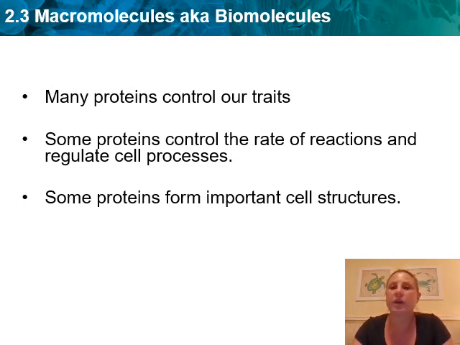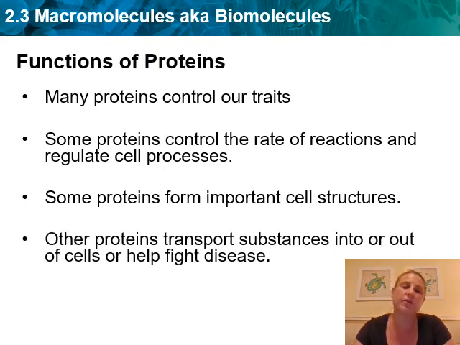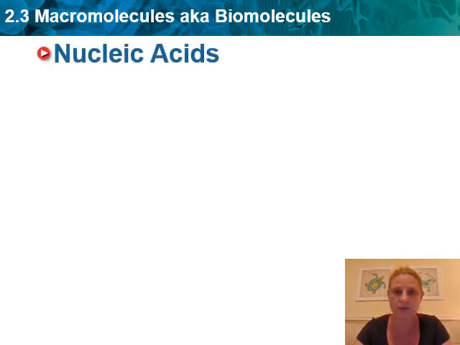Some proteins control the rate of reactions and regulate cell processes, so they're actually telling the cells what to do. And some proteins form important parts of our cells. Proteins do a ton of different things, and I think one of the most important things is actually control our traits that we have. And then we also have proteins transporting substances in or out of our cells, and some of them actually even help us fight diseases. So proteins, super important. Please don't forget they're made out of a monomer called amino acid. Sometimes we call them subunits, building blocks, whatever you want to call them. The small pieces that make up a protein are called amino acids.